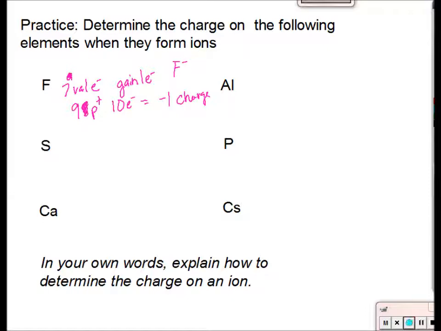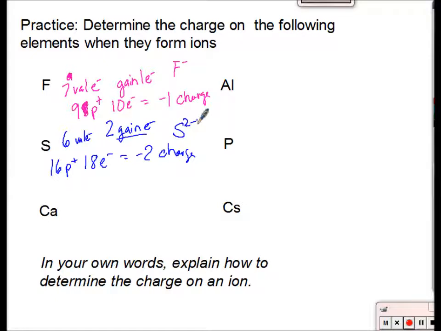Sulfur, in the same manner, I look at how many valence electrons it has. Sulfur has 6 valence electrons. In order to form 8, I have to gain 2 electrons. So my overall charge is now 2 more electrons than protons. Sulfur started out with 16 protons. It now has 18 electrons. So overall it has a -2 charge. And I write that as S2 minus.